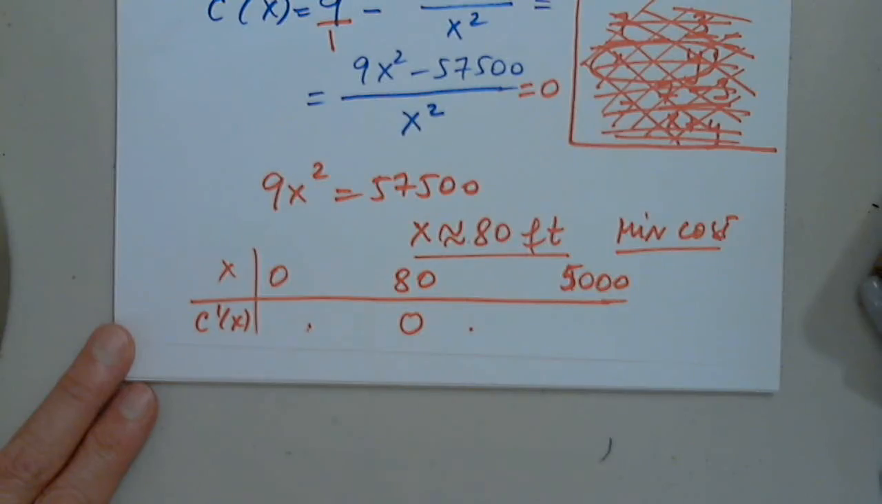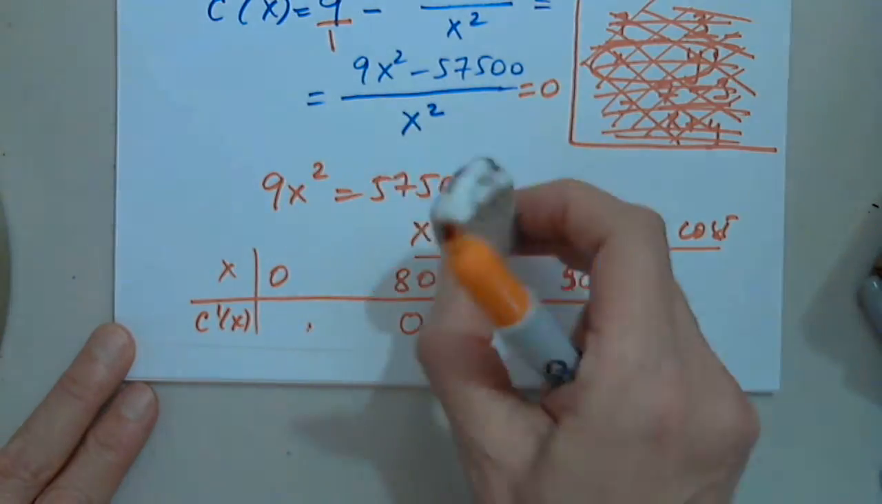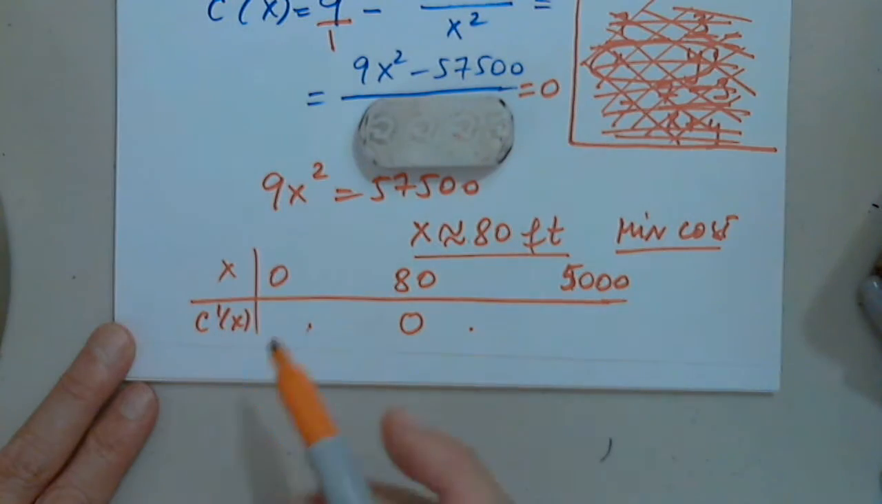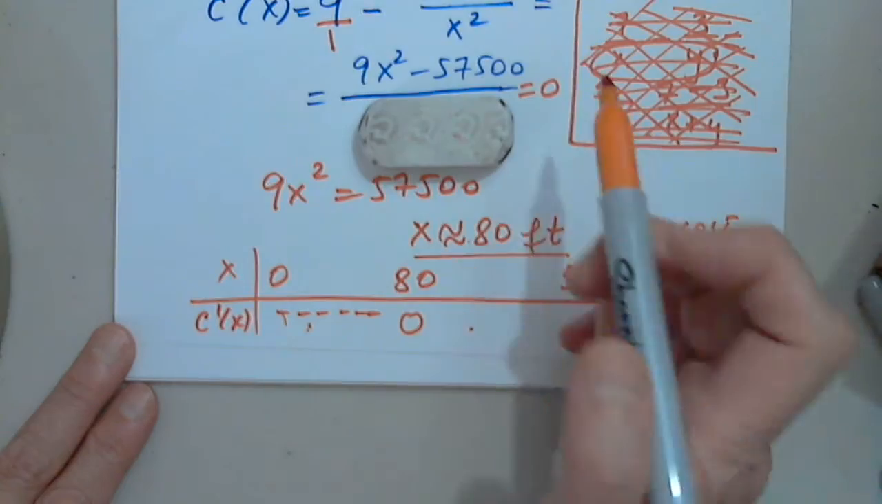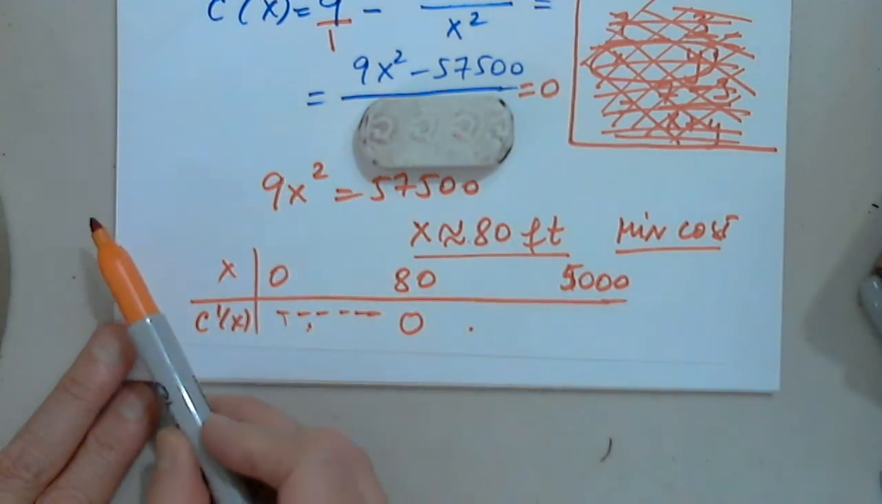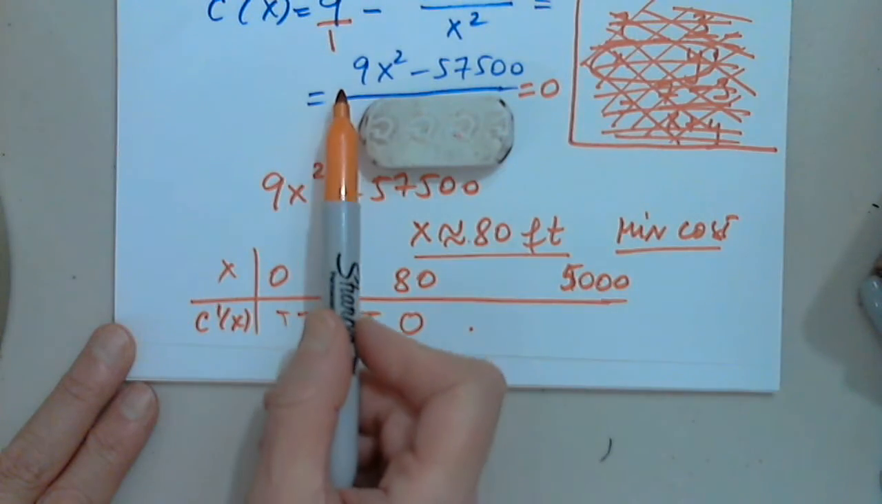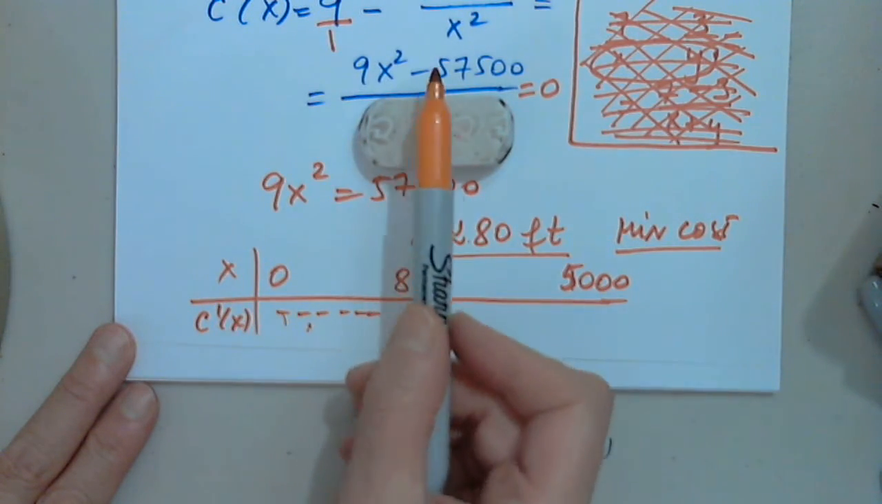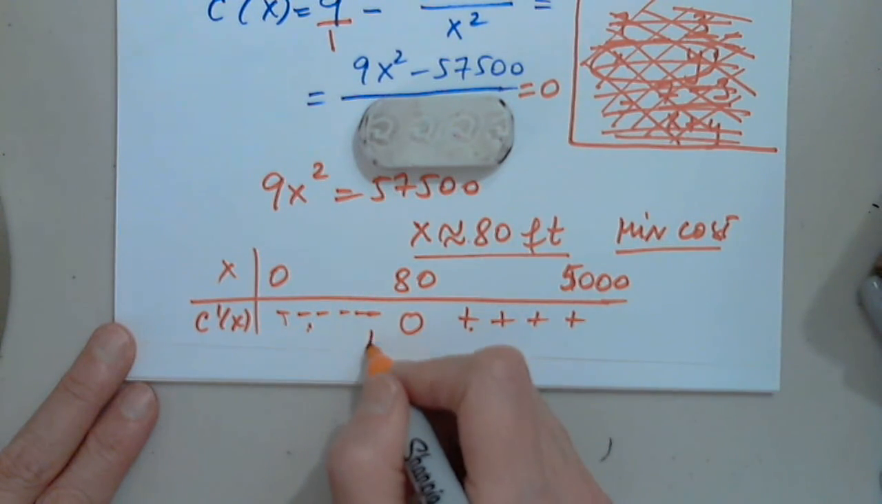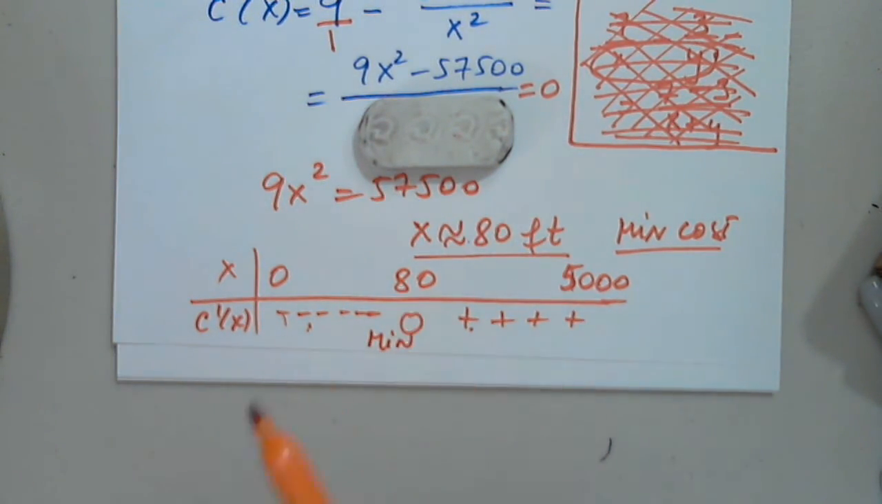So do not plug in x squared. X squared is always positive. That's why I'm not going to worry about it. So when I plug in 0 here, it's negative. And when I plug into the right-hand side, because these should be plus or minus, in between solutions is always the opposite sign. It's quadratic, so this has to be positive. So now I know that this is indeed the minimum. So x equals 80 feet will give the minimum cost.